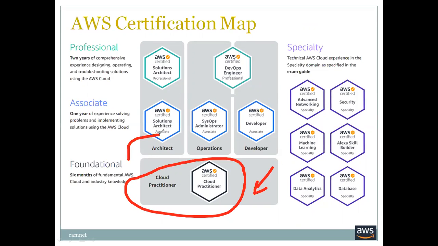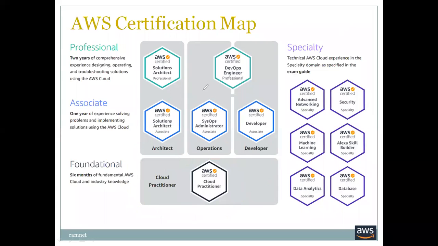Then you can come to this architect level. This is the level I am currently talking about. This exam is going to be the architect level. In this architect level, you require 1 year of experience solving problems and implementing solutions on the AWS cloud. That is what is required.